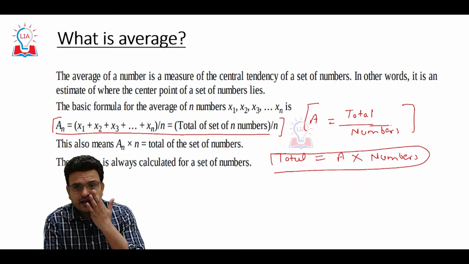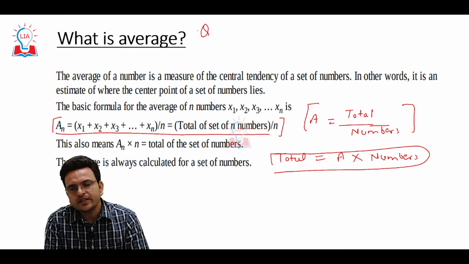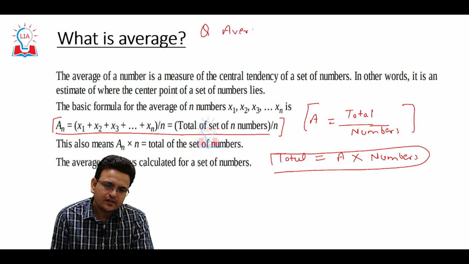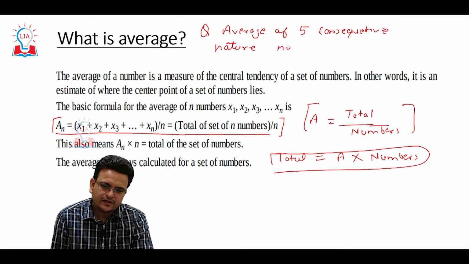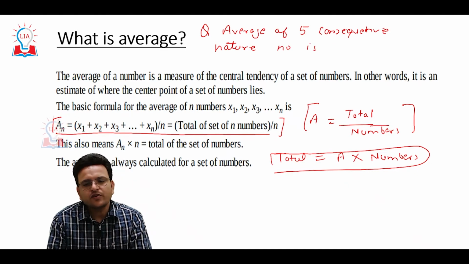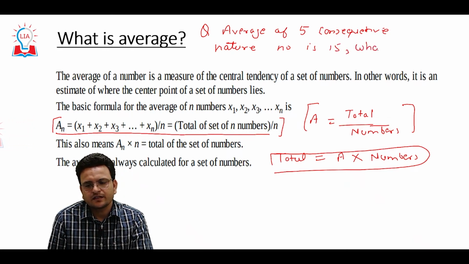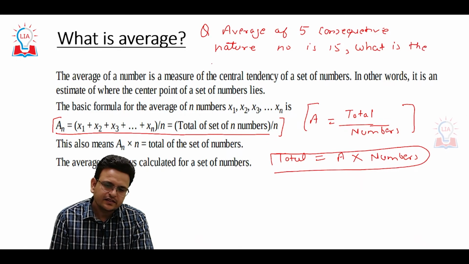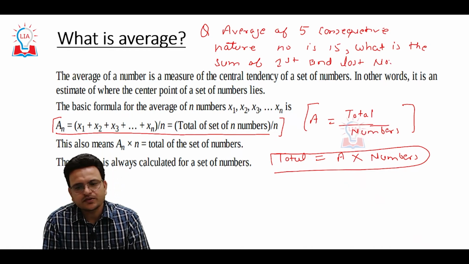The second thing is, whenever a question comes like this: the average of 5 consecutive natural numbers is 15. What is the sum of the first and last numbers? Such types of questions, try to understand.